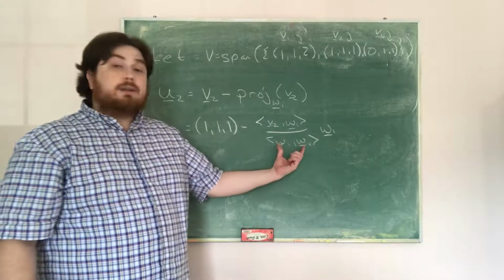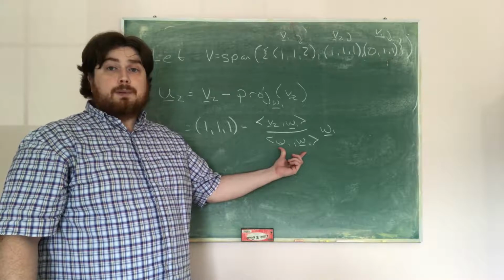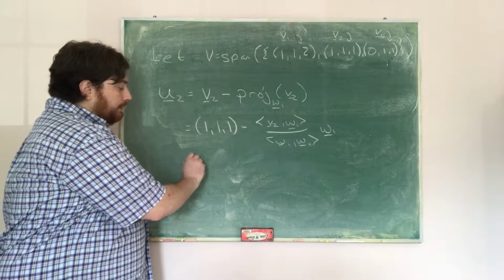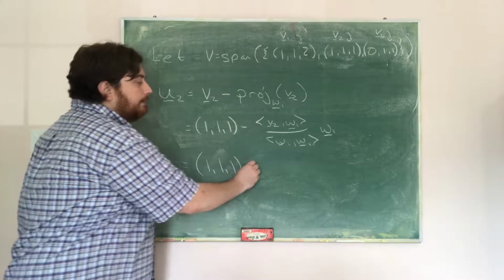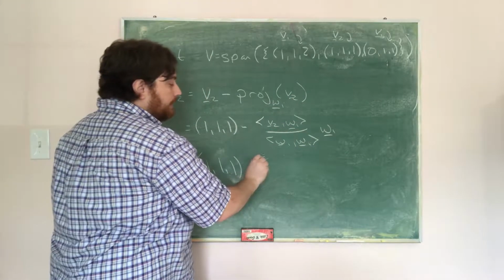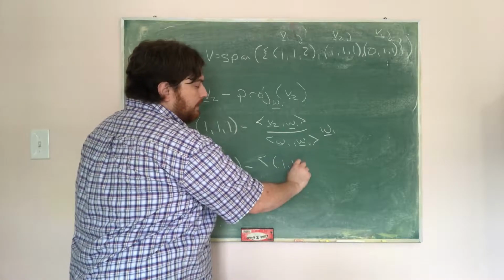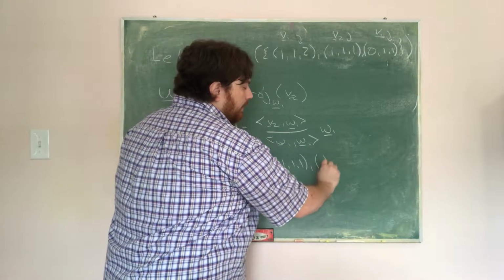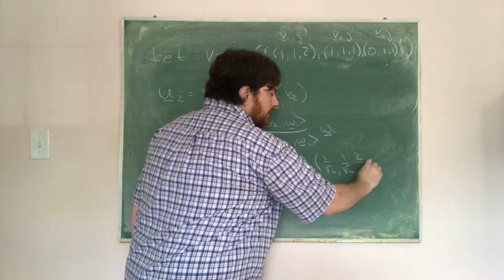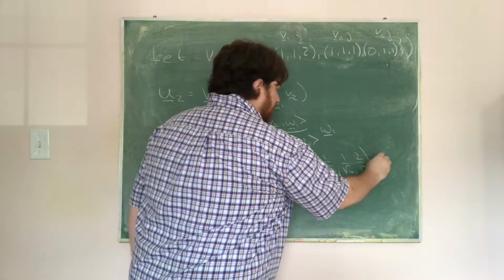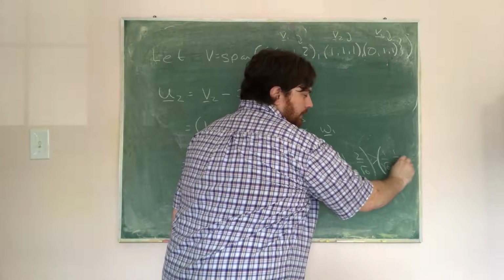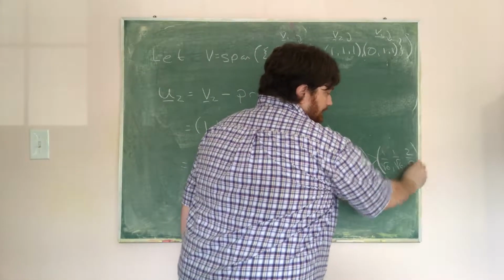Now in this case we know that the inner product of w1 with itself is just going to be 1 because this is a unit vector, so it will simplify some of our work. So then the next step is, I'm going to take (1, 1, 1) minus the inner product of v2 with w1, remember that's the inner product of (1, 1, 1) with (1 over the square root of 6, 1 over the square root of 6, 2 over the square root of 6). And then we're going to multiply by the vector w1, which is (1 over the square root of 6, 1 over the square root of 6, 2 over the square root of 6).